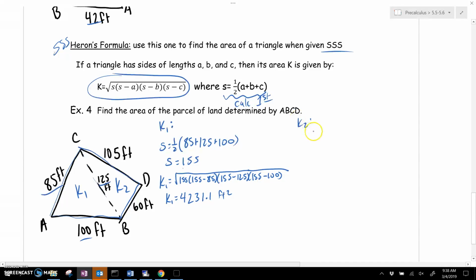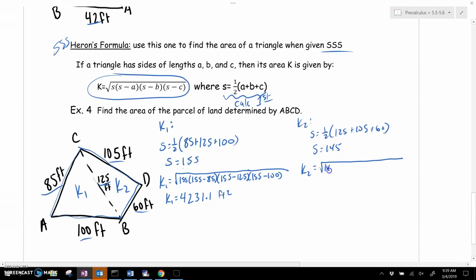Find K2. S is 1/2 of 125 plus 105 plus 60, because those are the three side lengths of that triangle. And in my calculator, I got 145. Then again, find the area of that part of the land.